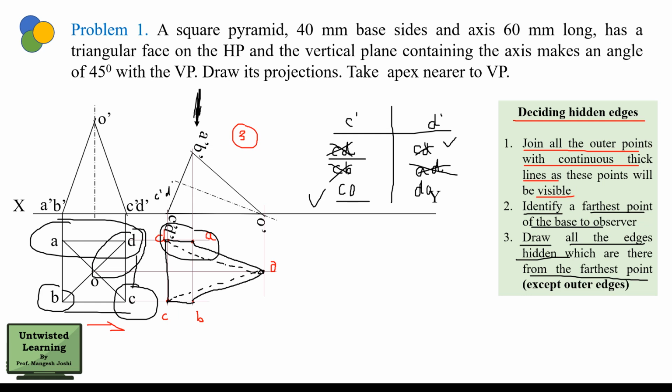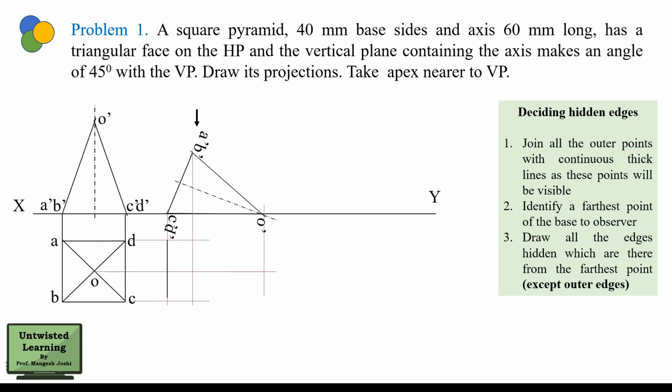Okay. So one edge is remaining which we have not drawn dark, which is A to B. Okay, this edge was remaining, so finally it will be continuous thick. Okay, A to B, because you can imagine that the observer is here and A to B is nearer to him, so it will definitely be visible. Okay, so in this way you can decide on the hidden lines. Okay, so this is the top view.